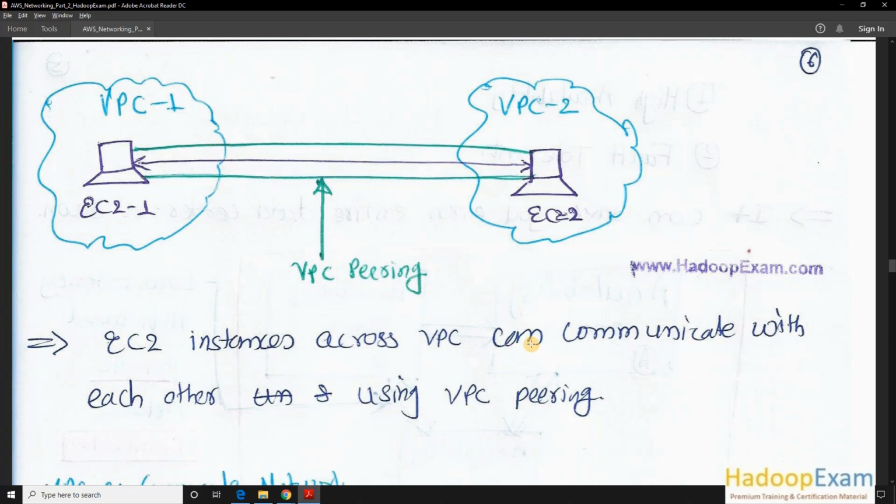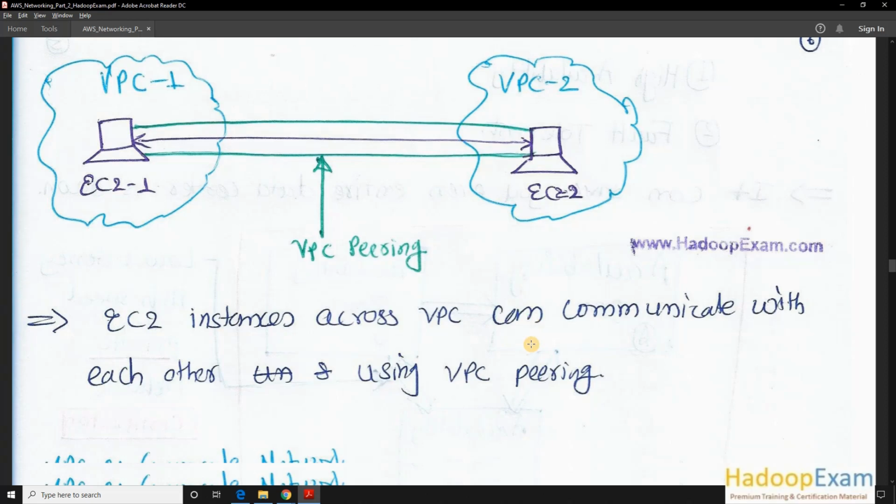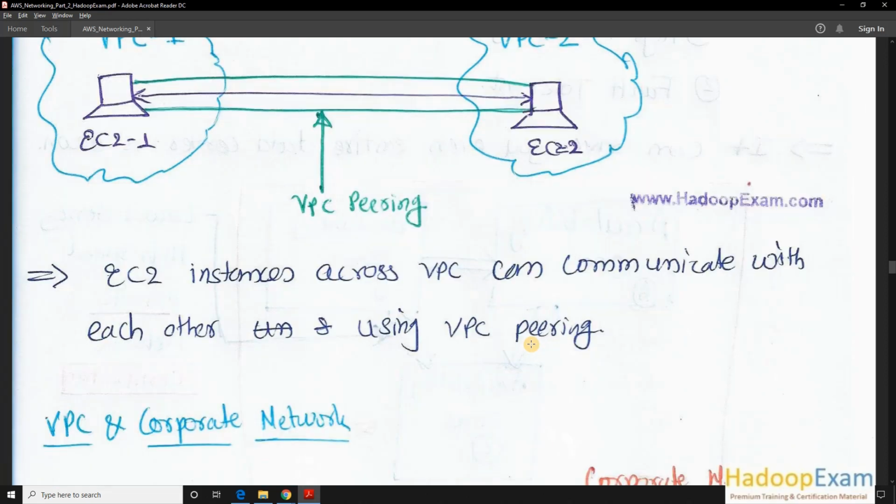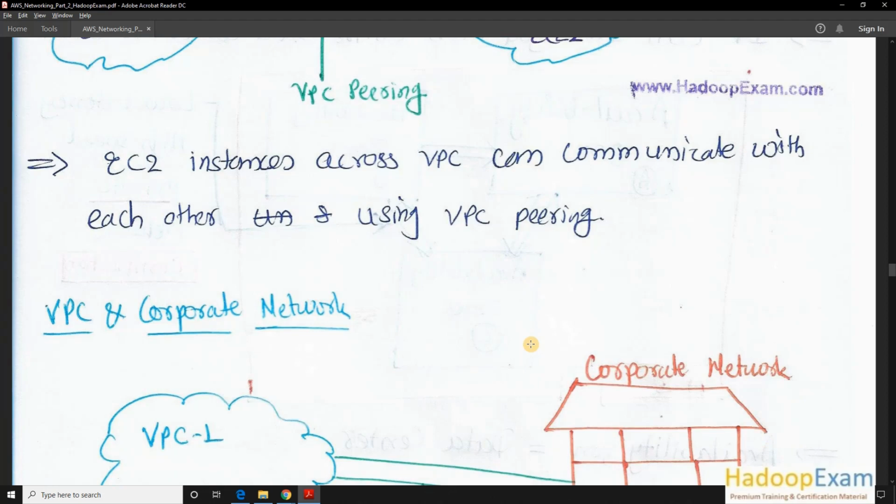So EC2 instances across VPCs can communicate with each other using VPC peering. One VPN connection you can also create. There are other options as well which we would discuss.